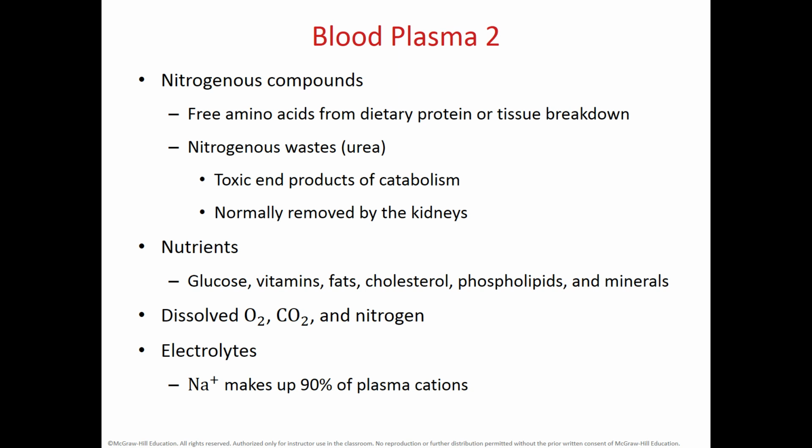Within the plasma, we also have nutrients like glucose, vitamins, fats, cholesterol, phospholipids, and minerals. These nutrients will vary in levels or amounts depending on your diet. Also within the plasma, we will have dissolved gases like oxygen, CO2, and a little bit of nitrogen. We also have electrolytes like sodium, which makes 90% of the plasma cations or positively charged ions.